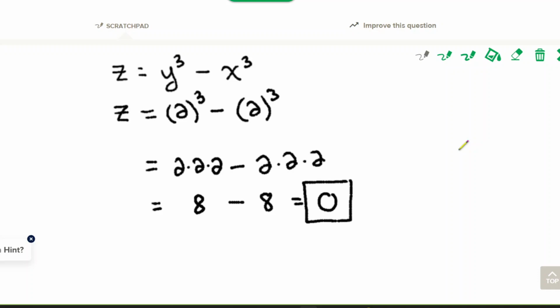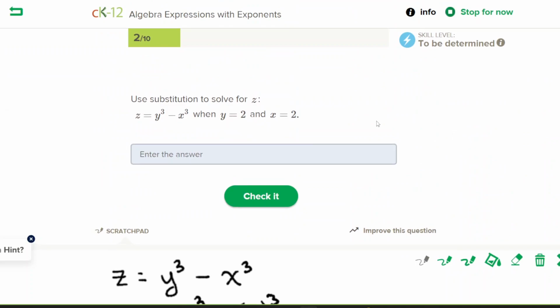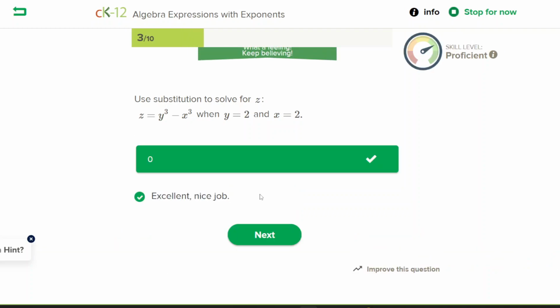So there's your z. I had z equals on the left side over here all the time. So z equals 0, and the value of x is 2, and the value of y is 2 in this particular expression. And there's no multiple choice here. I'm actually entering the number 0 and checking. Great.